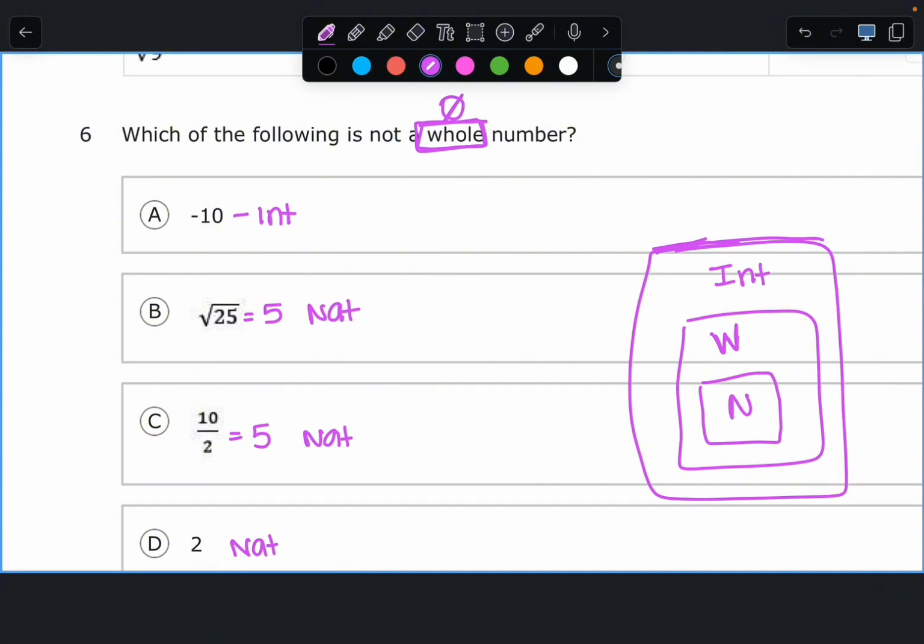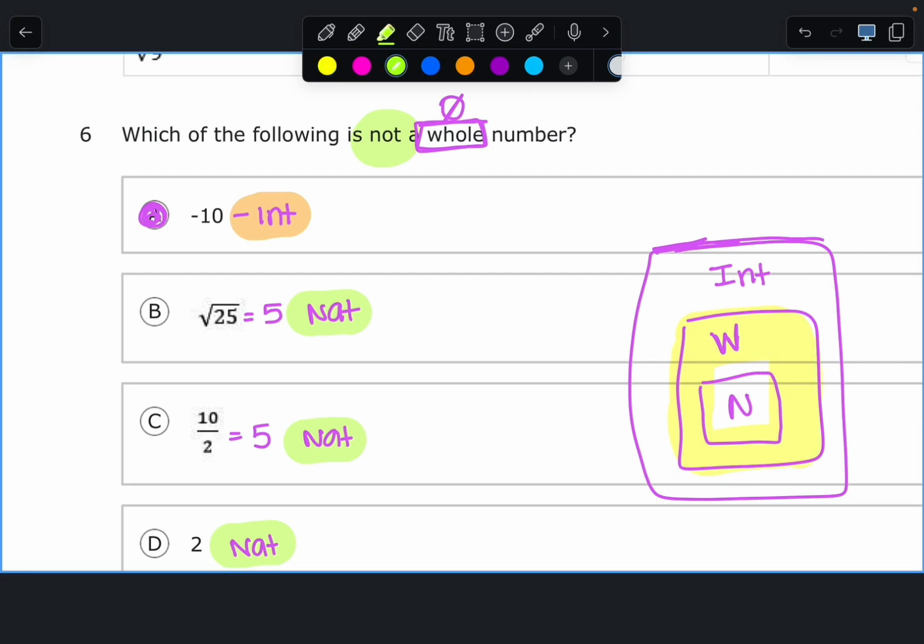So, you're looking for one that is not a whole number. You have 3 that are natural, and 1 that's an integer. What do you think the answer is going to be? The one that doesn't fit, right? But also look at it this way. We're looking for one that is not a whole number, meaning one that doesn't fit inside this category.